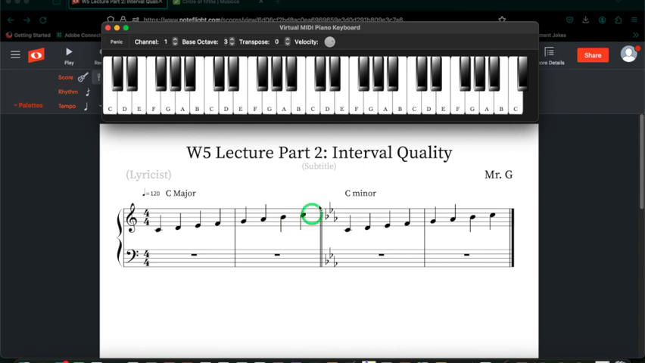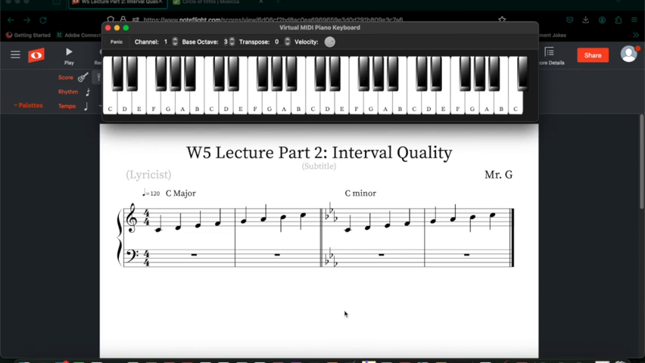Part 2 is going to talk about quality, which in a manner of speaking is the flavor or the particular variety of interval. And there are 3 main types that we're going to be talking about in this lecture. Major, minor, and perfect intervals. There are 2 other interval qualities that we will cover in part 2, but for this discussion, we are only concerned with major, minor, and perfect. You'll notice that I have 2 scales here, a C major scale and a C minor scale, and I'm going to show you how to use each of those scales to find each of the quality of intervals.